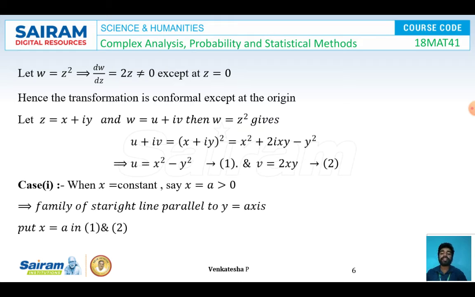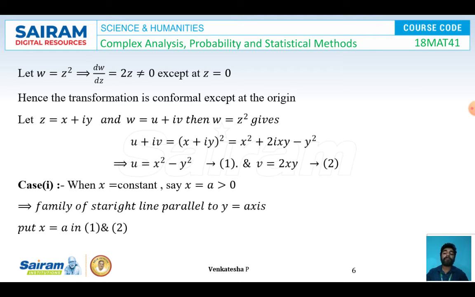The first case is when x is a constant. Say x = a, which is a positive constant greater than 0. This x = a represents a family of straight lines parallel to the y-axis. Now I am going to replace x = a in equations 1 and 2. After replacing that, I got u = a² − y² and v = 2ay.